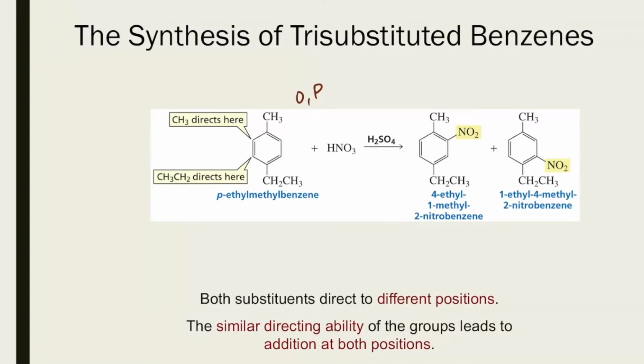So the ortho position with respect to the methyl group is this, and the ortho position with respect to the ethyl group is right here. So you will actually get a mixture of two different compounds.